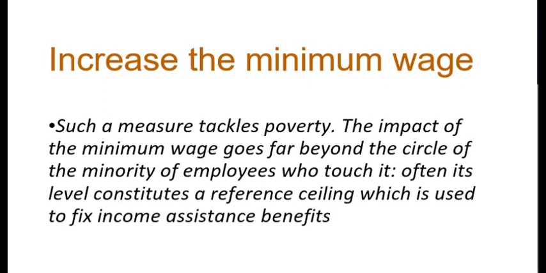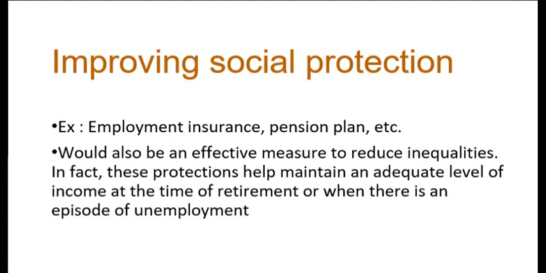We can also talk about improving social protections, like employment insurance, pension plans, and health insurance, a lot of plans to help poor people. This would also be an effective measure to reduce inequalities. In fact, this protection helps maintain an adequate level of income at the time of retirement or when there is an episode of unemployment. So when you raise the rights and insurance of people, you can help them in a bad moment, when they don't have a job, or when they are looking for a job, or when there is an economic crisis in the country. So it's a good thing for them.